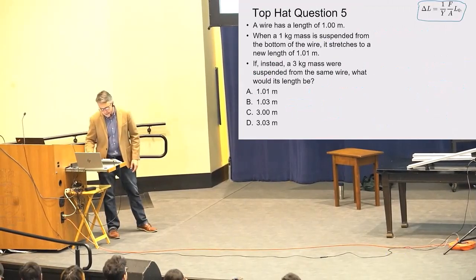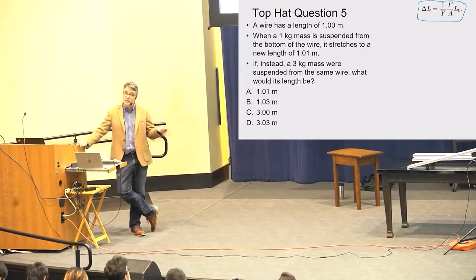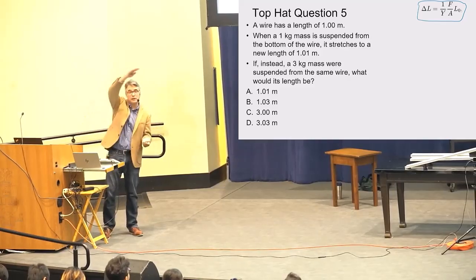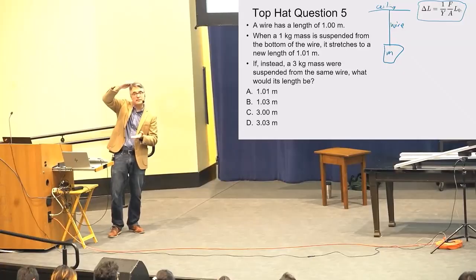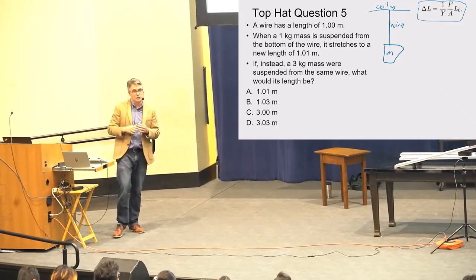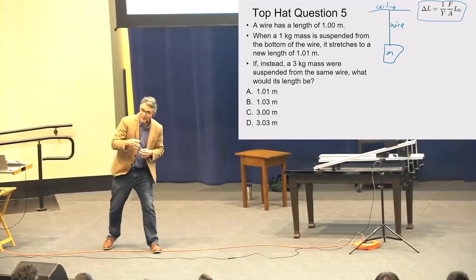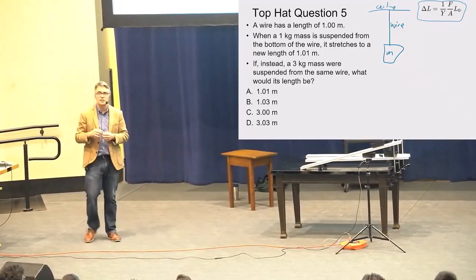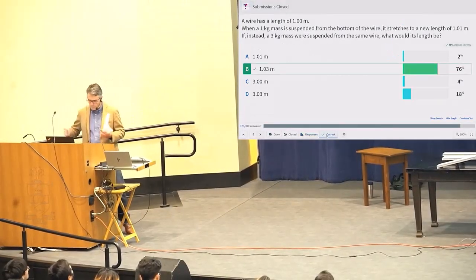A wire has a length of 1 meter, and the other end of the wire is attached to the ceiling. When you suspend a 1 kilogram weight from the wire, it gets a little longer. And now the total length of the wire is 1.01 meters. So if you take off the 1 kilogram mass and hang a 3 kilogram mass, what will be the length of the wire now? 76% of you got 1.03.